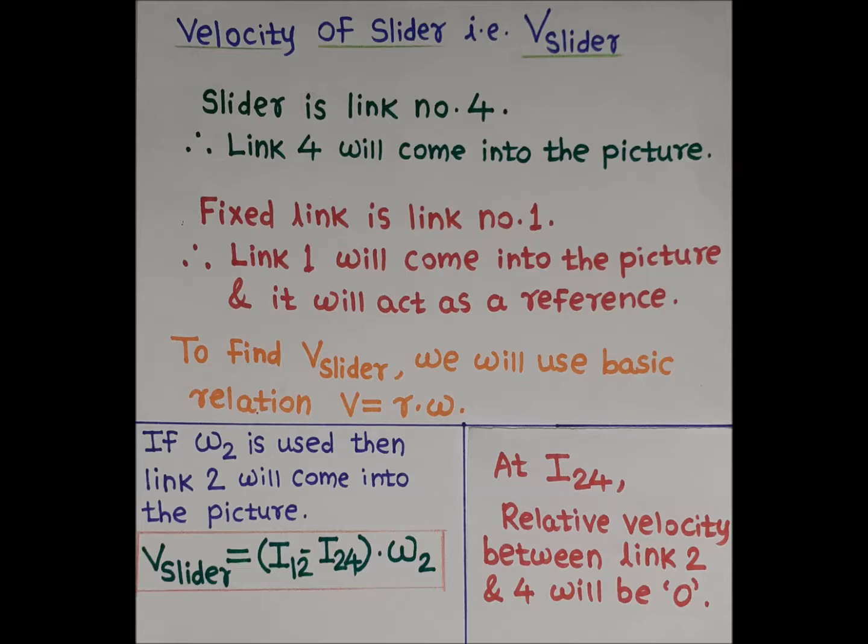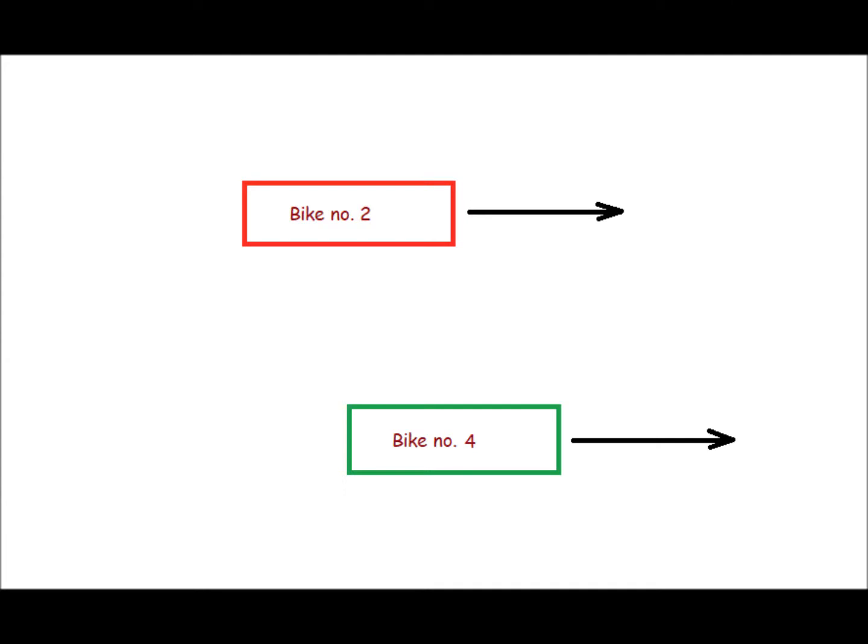If you are not comfortable with this relation, then we can go for an analogy to understand it. On screen there are two blocks, one of red color and another of green color. Assume that these two blocks are representing two bikes. The red block is bike number 2 and the green block is bike number 4. Both bikes are moving towards the right side. Bike number 2 is moving with a speed of 60 km per hour. Bike number 4 is also moving at a speed of 60 km per hour.